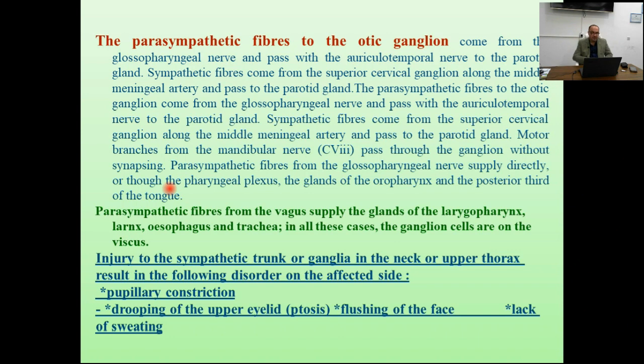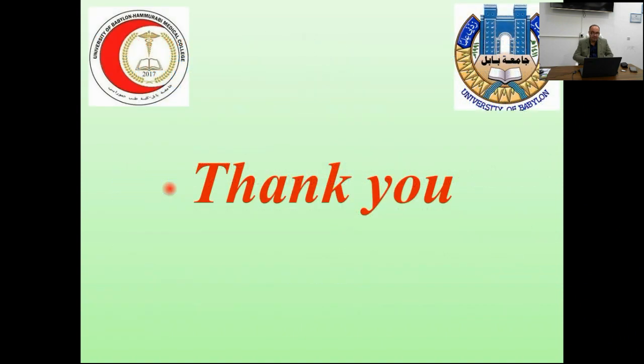So injury to the sympathetic trunk, as we said previously, or ganglia in the neck or upper thorax results in the following disorders on the affected side: pupillary constriction, drooping of the upper eyelid (ptosis), flushing of the face, and the lack of sweating. And thank you.